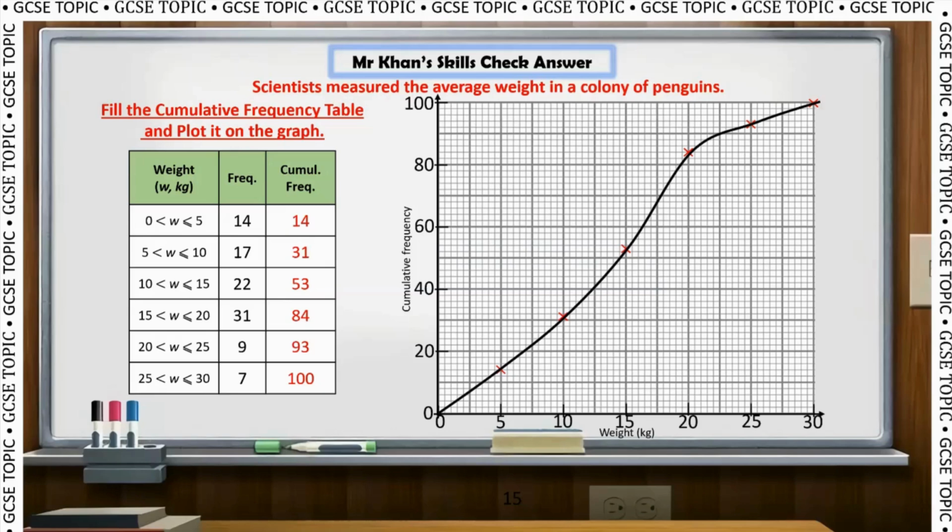Here is the answer to Mr. Khan's skills check question. See how you have got on by marking the question you have done.